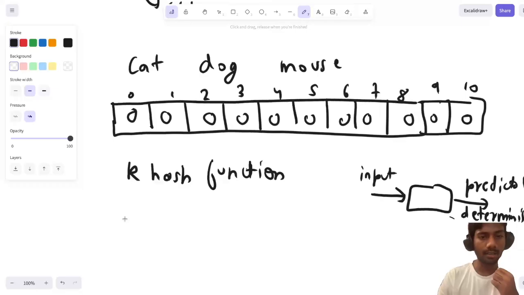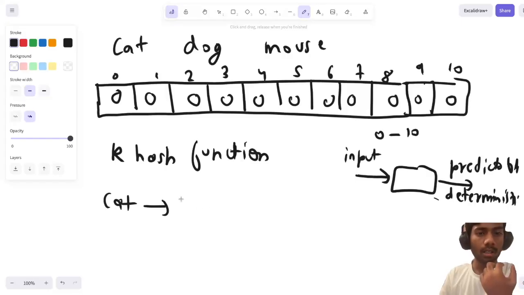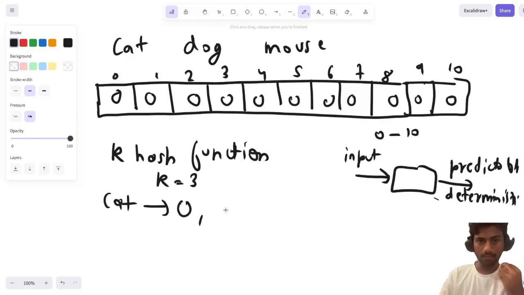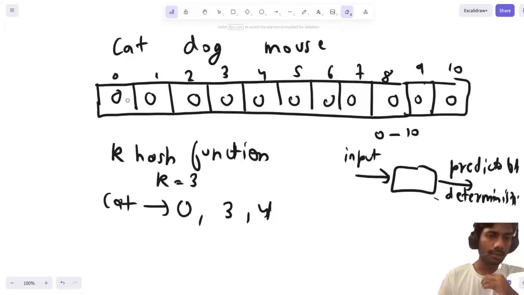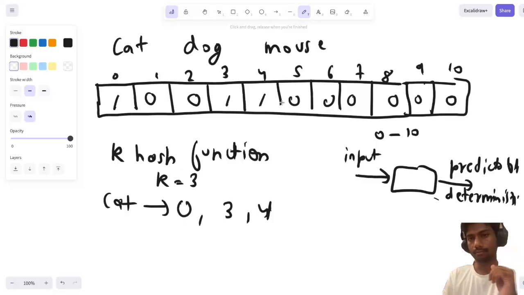So let's say cat comes, and for now our hash function produces indexes in the range of 0 to 10. Okay, and for now k is equal to 3, so for cat it produces 3 indexes: 0, 3 and 4. Now what we do is very simple: we go to these indexes 0, 3, 4 and set these bits to 1. That's it, and the username cat is stored here.